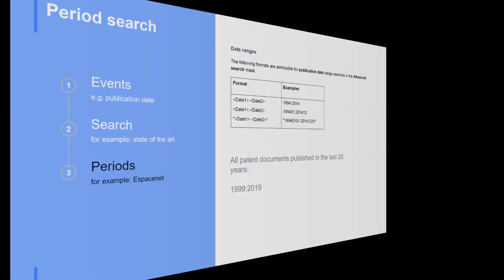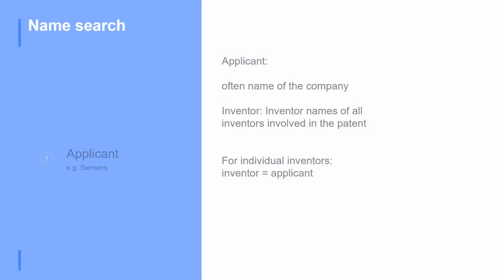Then you can also do the name search. There you can search for applicants. So that's normally the name of the company, for example Siemens. Or you can also look for the inventor, which is the name of an individual. If there's an individual inventor only who doesn't work in a company, you will find the inventor as the applicant.